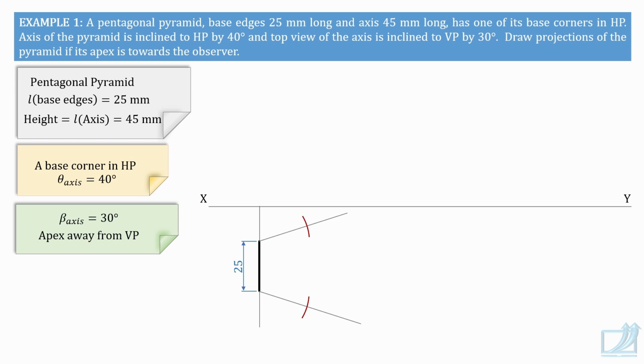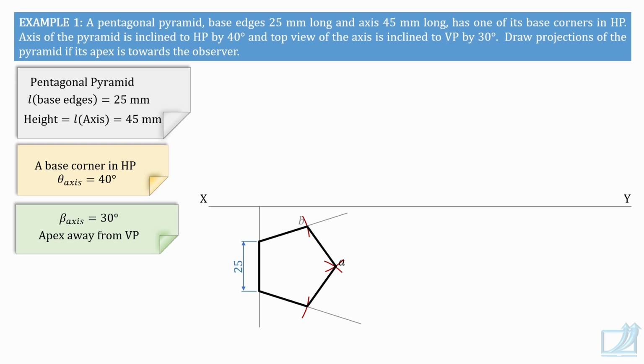Now from these two newly marked points, draw with the same distance 25 millimeters intersecting arcs in this manner. So this is how you have completed a regular pentagon. Make all the 5 edges dark because these are base edges of the object. We should always draw edges dark and all other lines faint lines. Now this is a regular pentagon. It is a true shape of the base of the object.